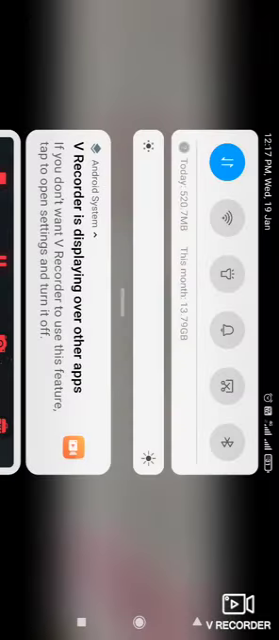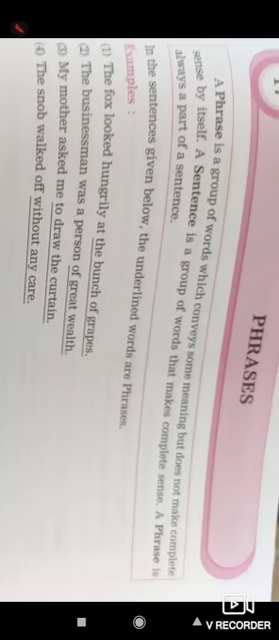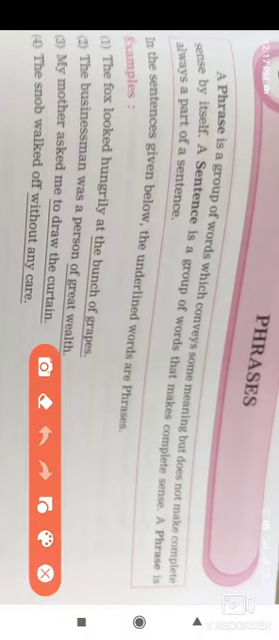Okay, the next lesson is phrases. It is one of the grammar lessons, lesson 17, phrases. Here we have a definition of a phrase. A phrase is a group of words which conveys some meaning but does not make complete sense by itself.